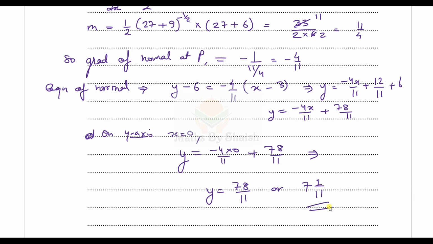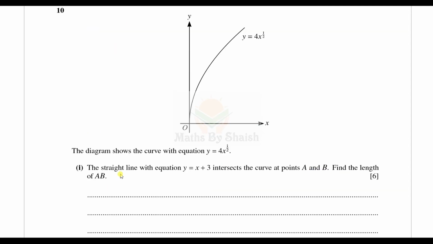Let's do the next part. The diagram shows the curve with equation y is equal to 4x to the power 1 by 2. The straight line with equation y is equal to x plus 3 intersects the curve at points A and B. So it will intersect at these two points. Find the length of AB. Since they intersect at A and B, we will equate these two equations. So for A and B, 4x to the power 1 by 2 is equal to x plus 3.